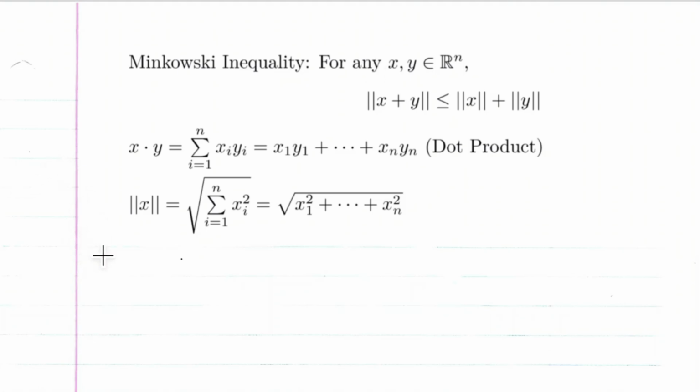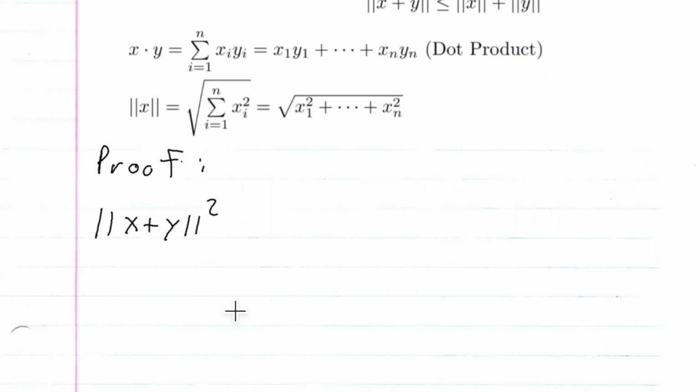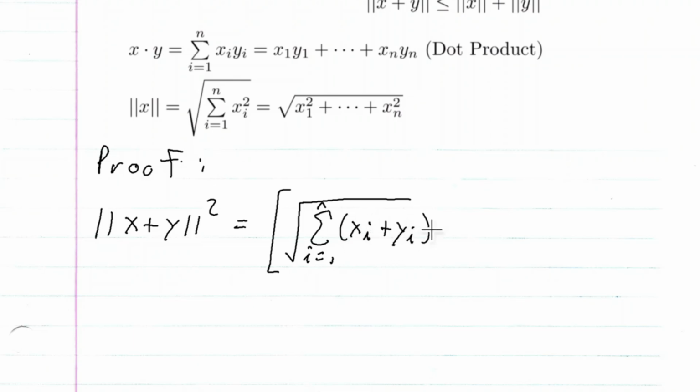So the way we're going to start this proof, we're going to look at the norm of x plus y squared. So the norm of x plus y squared. We're going to use the definition of the norm. So this is equal to, I'm going to put parentheses and the square root, right? The sum over i from 1 to n of (x sub i plus y sub i) squared. And this whole thing is squared.